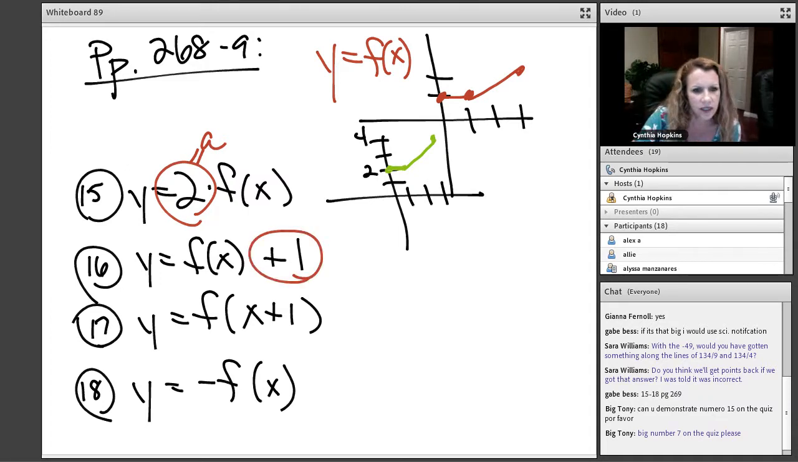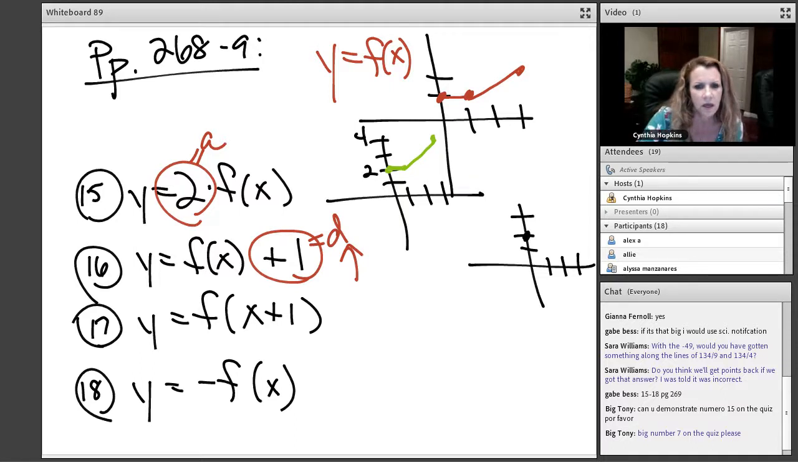You need to recognize that this is a D, and that means I'm going to shift my original graph up by 1. Okay, so let's go 1, 2, 3, 1, 2, 3. All right, what was 0, 1 becomes 0, 2 because I'm shifting it up 1. What was 1, 1 becomes 1, 2 because I'm shifting it up 1. And then what was 3, 2 is going to be at 3, 3 because I'm shifting it up 1.